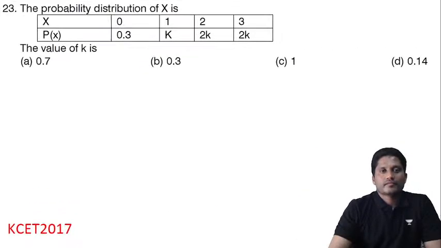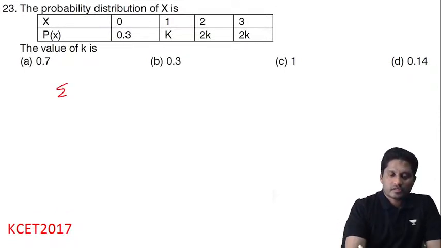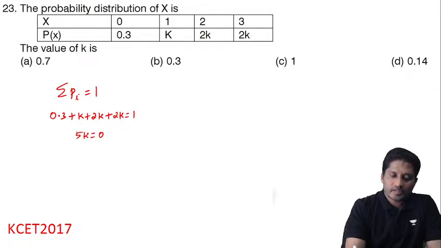Let's move to the next question. Sum of all probabilities is 1, right? If you add this, 0.3 plus K plus 2K plus 2K is equal to 1. So 5K is equal to 1 minus 0.3, which is 0.7.